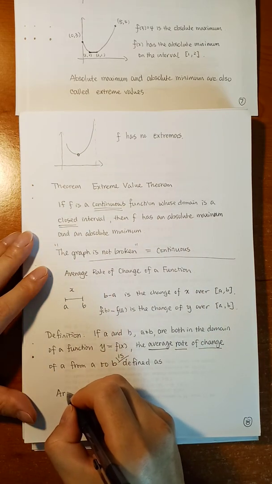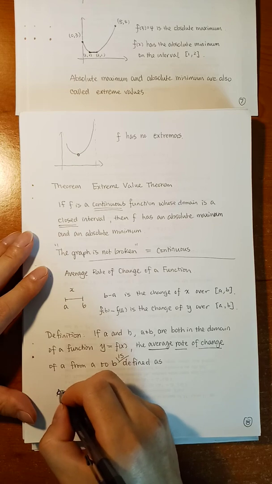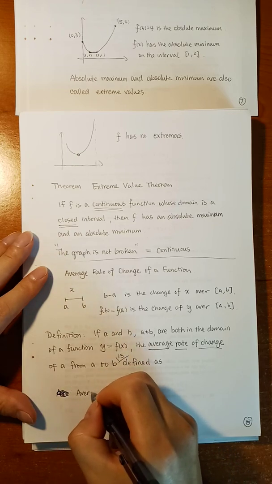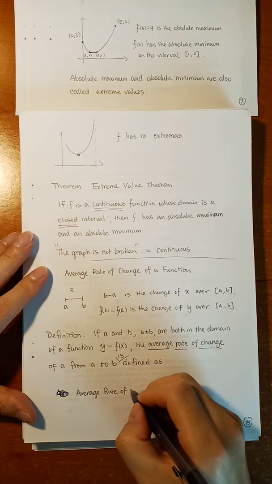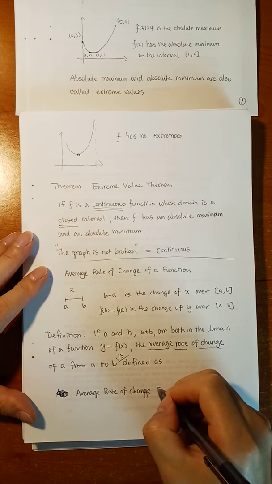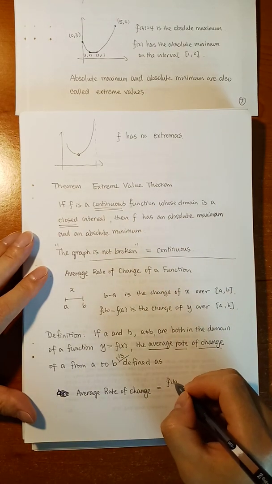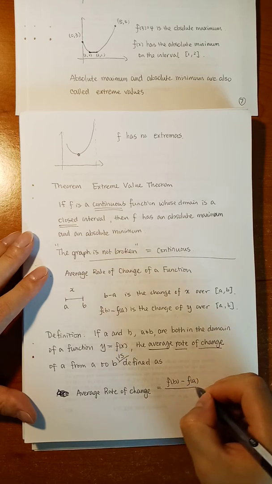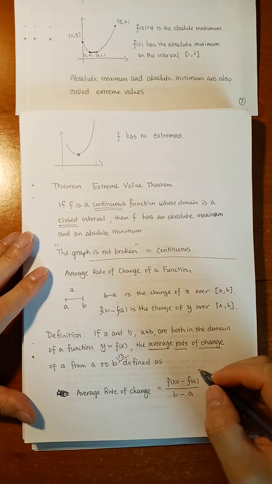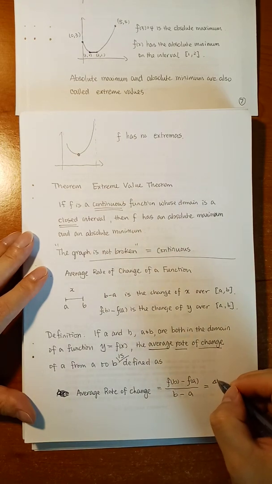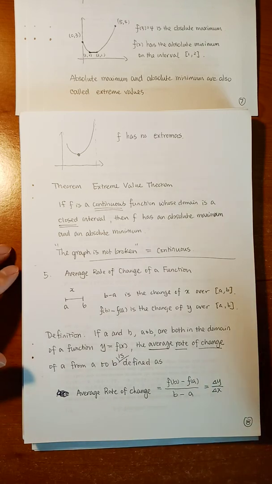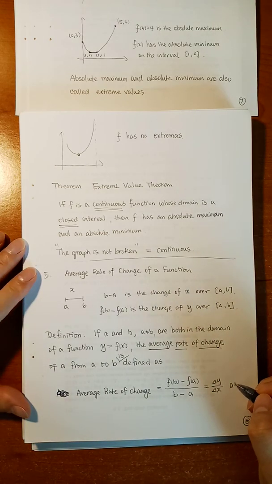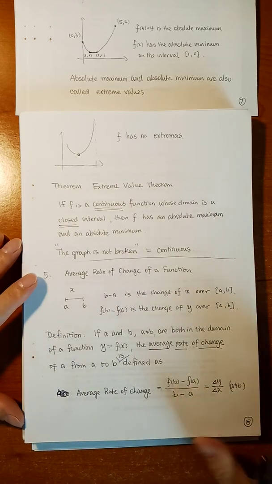average rate of change equal to f(b) minus f(a). This is the change of y over b minus a. This is the change of x. In the short symbol, we can use delta y over delta x, the difference of the y value over the difference of the x value. Here we emphasize a is not equal to b, so the denominator is not 0.